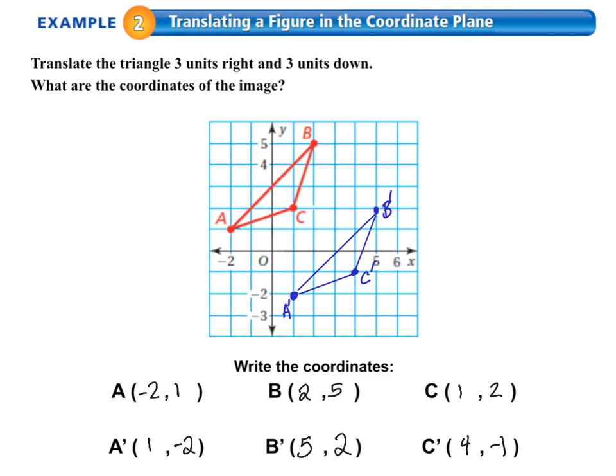If you look at mathematically what's happening here, because we're going 3 units right, our x value is increasing by 3. Our y value for 3 units down is decreasing by 3. So that is consistent at each point. Okay, and that's a basic translation.